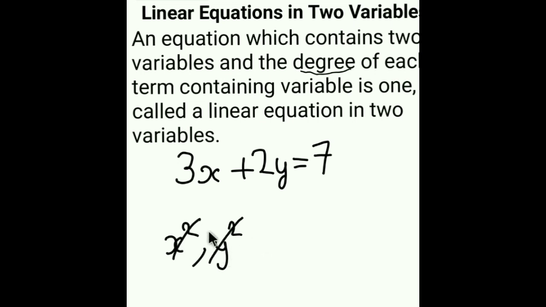The x square term is not there, the y square term is not there, x cube, y cube, all these terms are not there. So the degree of both the variables is what? 1. Here x is raised to 1 and y is also raised to 1. The degree of both these variables is 1. So such types of equations are called linear equations in two variables.